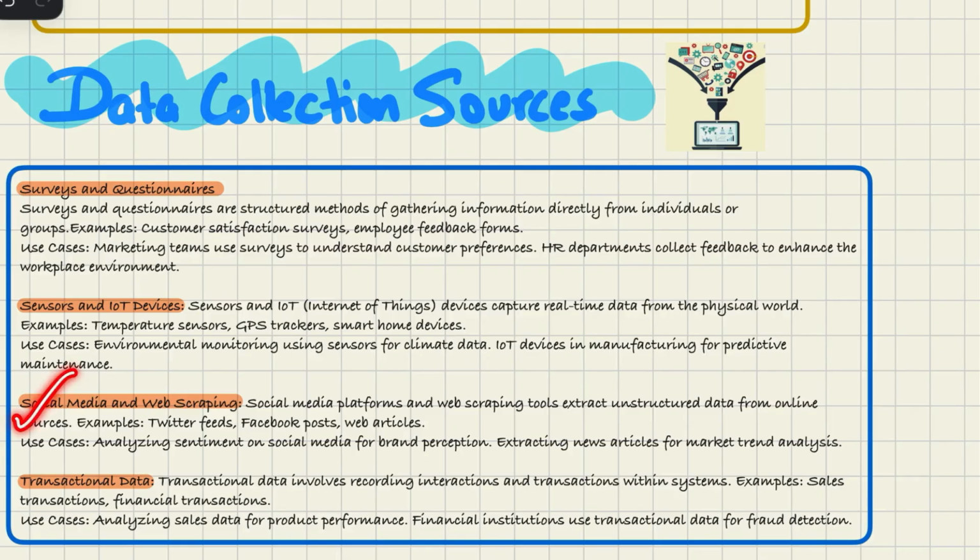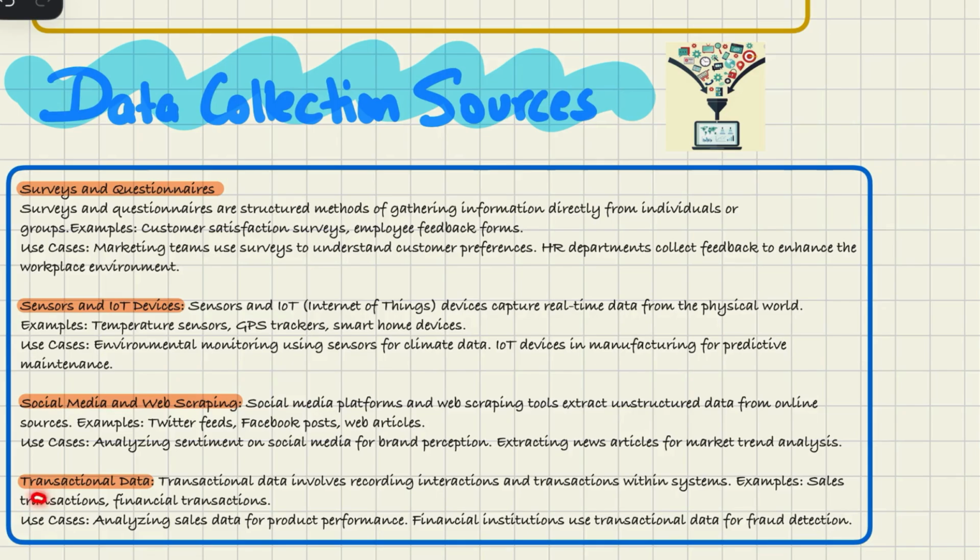Alright, we also have social media and web scraping, where we are using social media platforms as our data sources and web scraping tools to extract unstructured data from online sources like Twitter feeds, Facebook posts, and web articles. And we also have transactional data, which involves recording interactions and transactions within the system. So you see, we have sales transactions of an organization, that is transactional data, and we have financial transactions of a retail store, right?